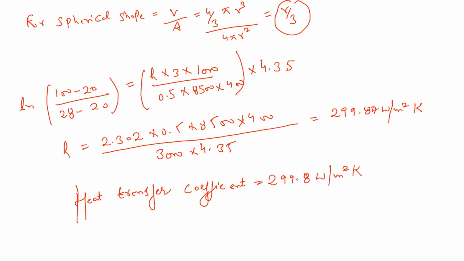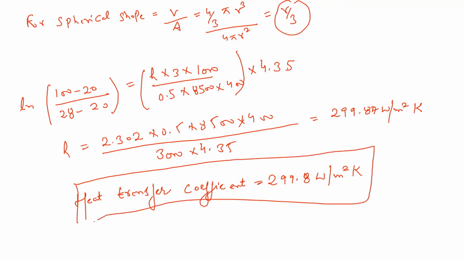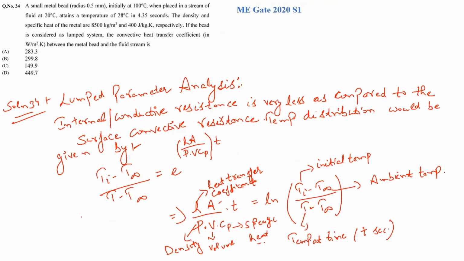So this is how we solve such questions if there is a temperature difference between the conductive and the convective surface. In this question, it asked for calculating the convective heat transfer coefficient between the metal bead and the fluid stream. So the right answer according to the options would be option B.